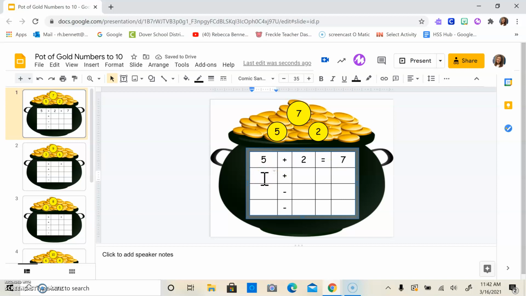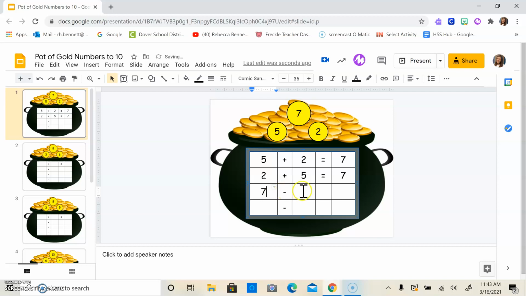Great. For our next problem, all I'm going to do is flip the two numbers I added. So now I'm going to start with 2, then 5, and equals 7. Awesome. Let's try subtraction. So remember, I can only use these three numbers. So which number do you think I'm going to start with? Did you say 7? Great job.